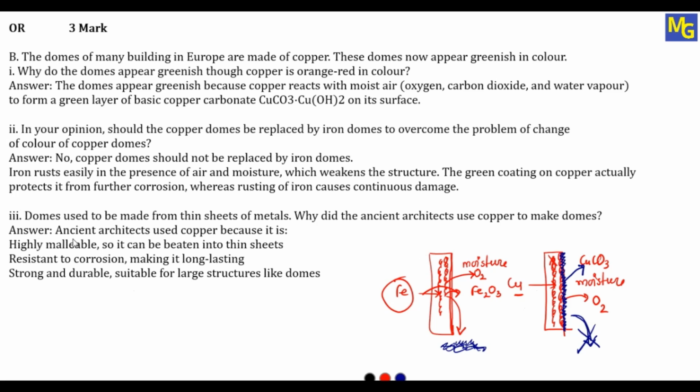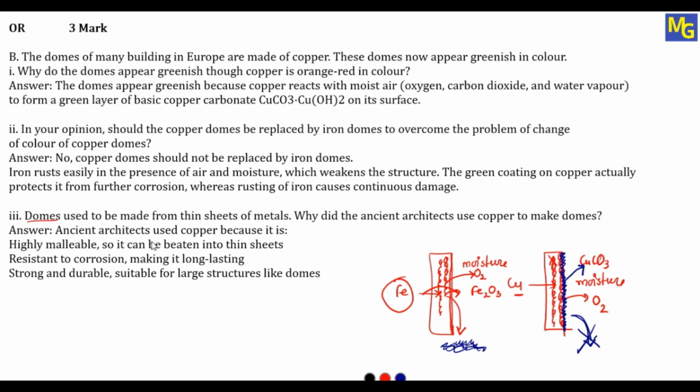Now question 3 is, domes used to be made from thin sheets of metals. Why did the ancient architects use copper to make domes? So the answer is, ancient architects used copper because it is highly malleable. So it can be beaten into thin sheets. If you want to prepare a dome, then it should be very thin. It should be made up of a thin sheet.